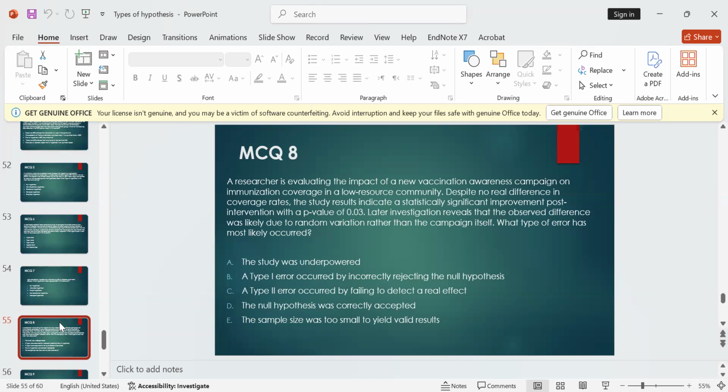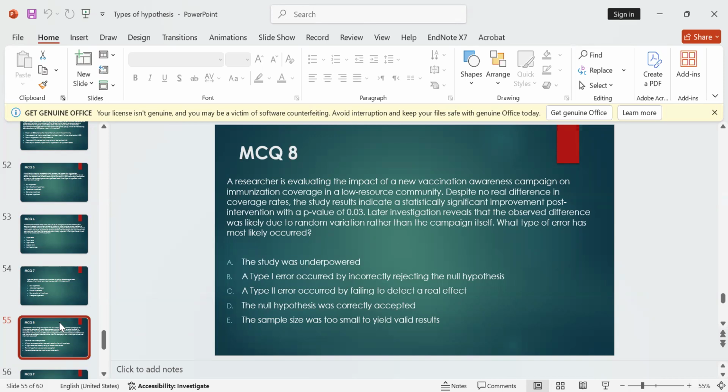A. The study was underpowered. B. A type 1 error occurred by incorrectly rejecting the null hypothesis. C. A type 2 error occurred by failing to detect a real effect. D. The null hypothesis was correctly accepted. Or E. The sample size was too small to yield valid results.